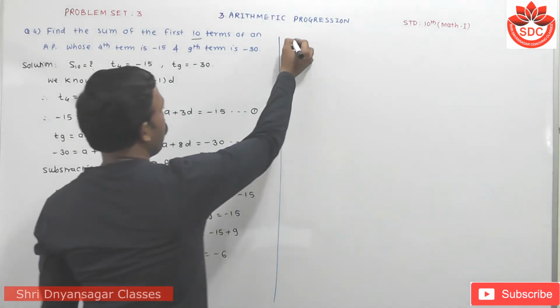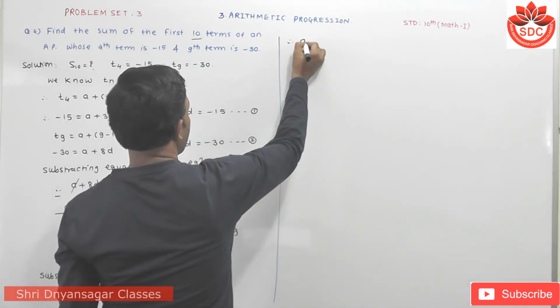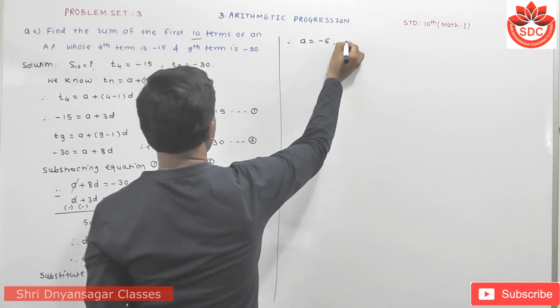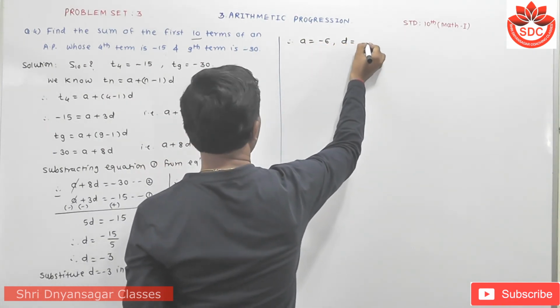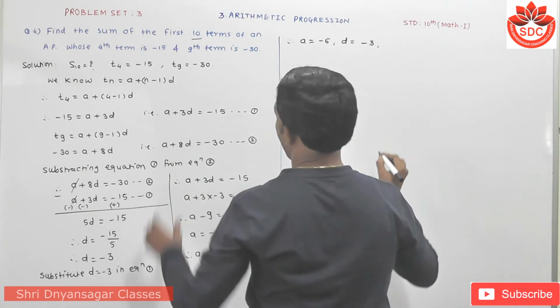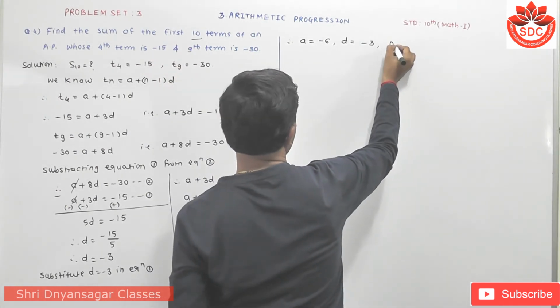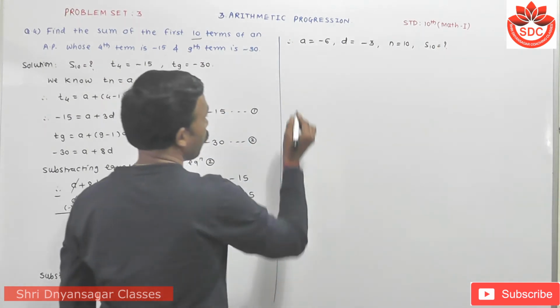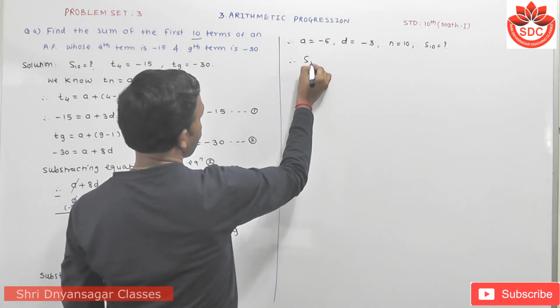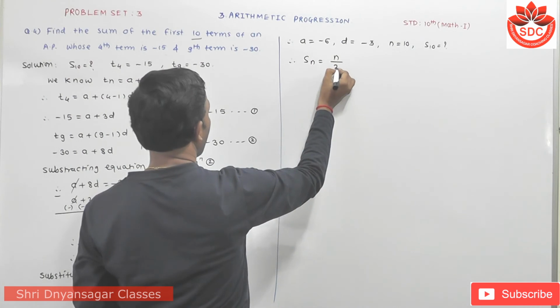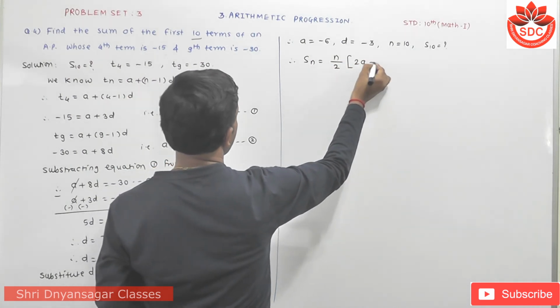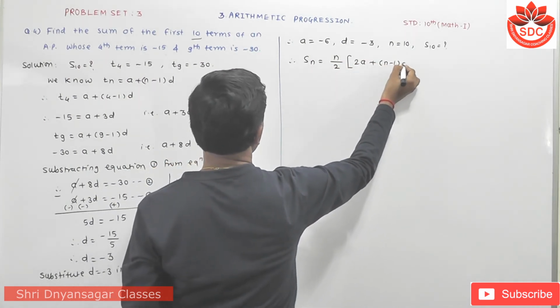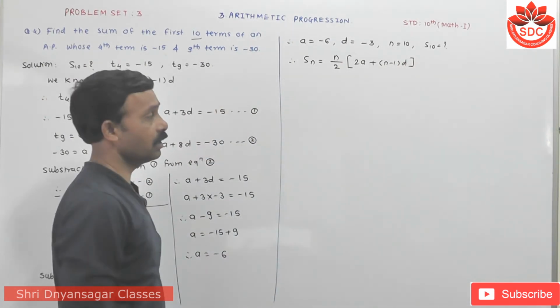Therefore, here a is equal to minus 6, d is also equal to minus 3. Now you have to find the sum of the 10 terms, meaning that n is equal to 10, S10 is equal to question mark. Therefore, the formula is Sn is equal to n upon 2 in bracket twice a plus n minus 1 into d. This is the formula.